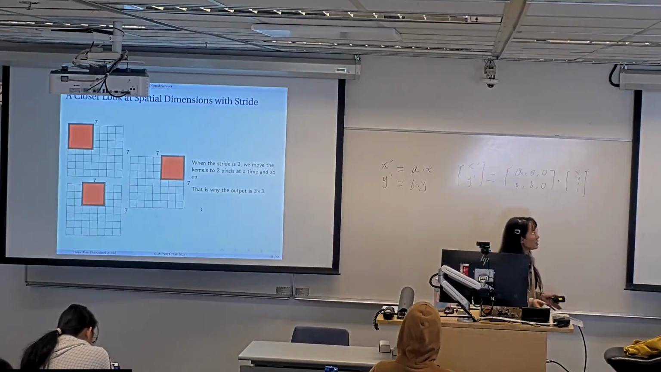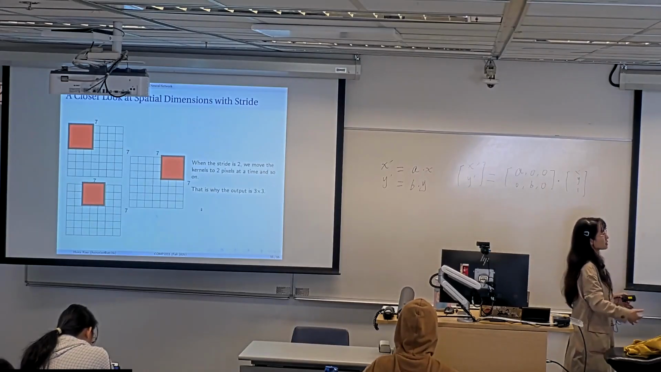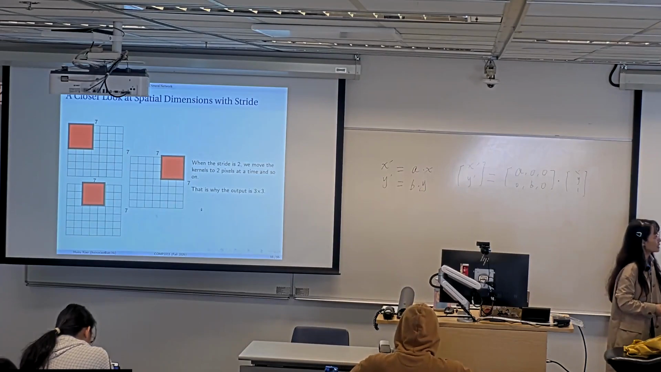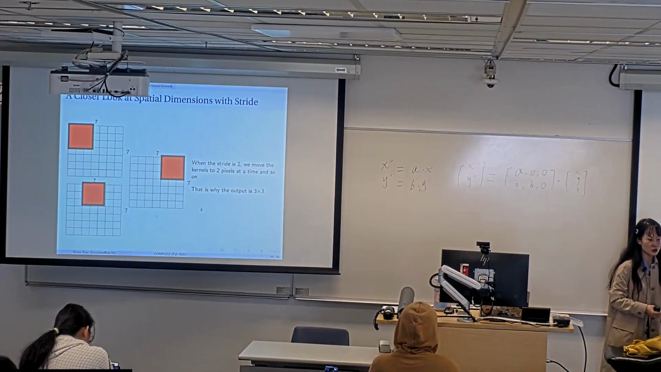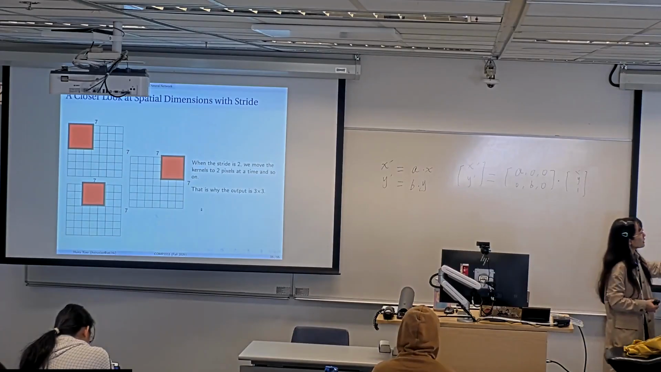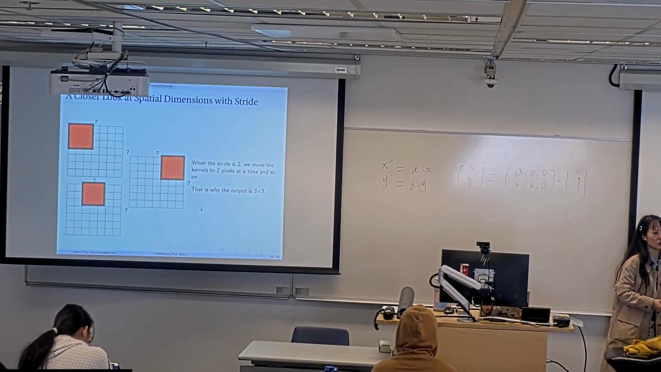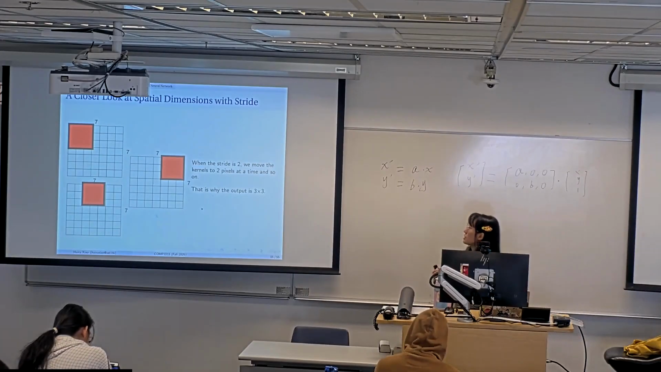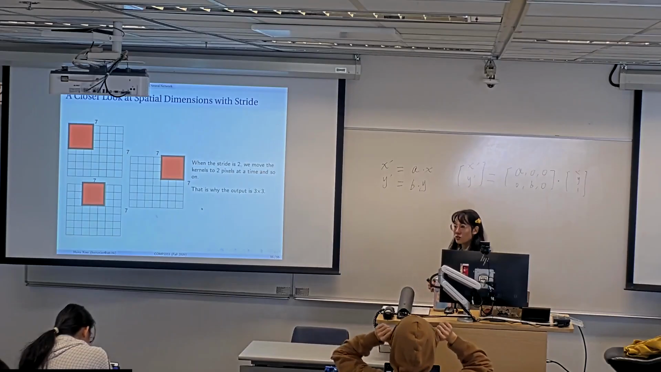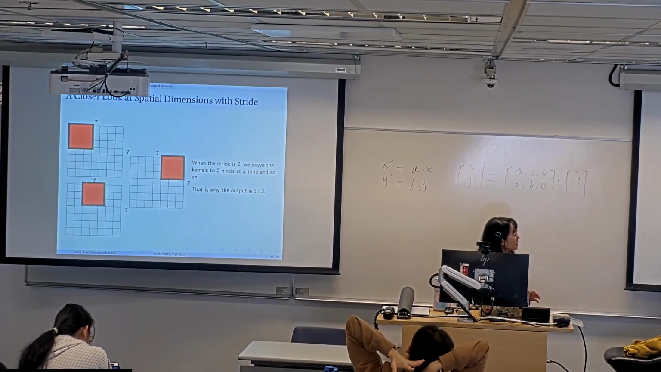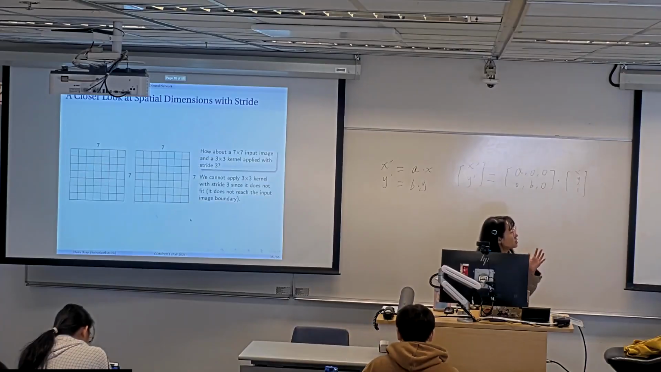When the stride is 2, we move the kernel 2 pixels at a time until we reach the boundary. And in this case, the output will be 3x3 because we can only slide over for 3 steps in each dimension. So as you can see, if you set the stride to a larger number, your output will get smaller. And what will happen if we set the stride to be 3?